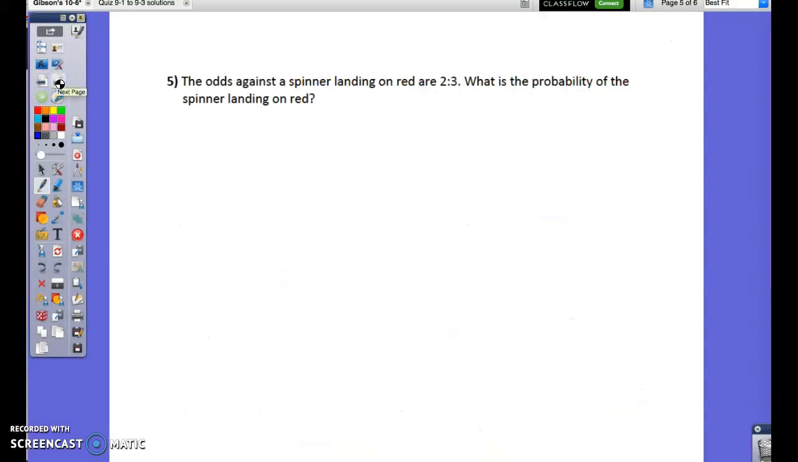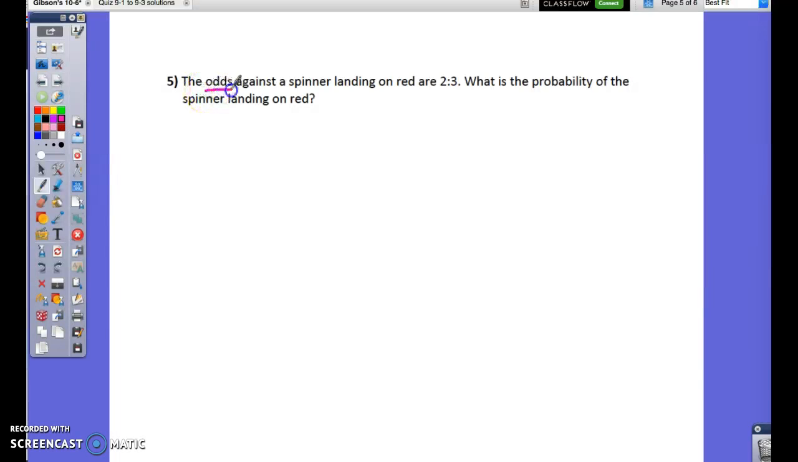And then one last example before I ask you to go ahead and try some on your own. It says the odds against a spinner landing on red are 2 to 3. What's the probability of a spinner landing on red? So again, I'm going to hit pause and give you a chance to think. Okay, hopefully you had a chance to think about this.